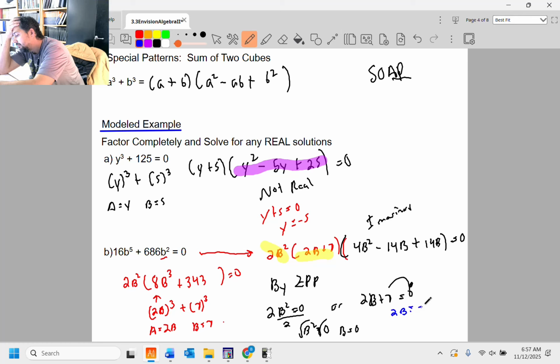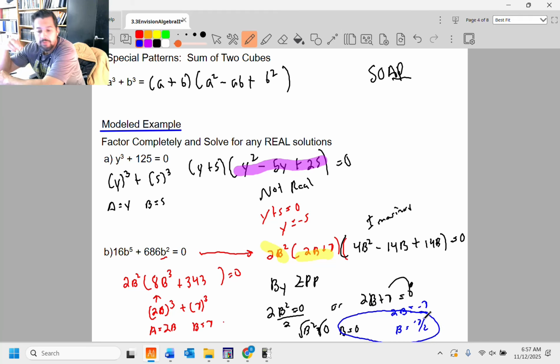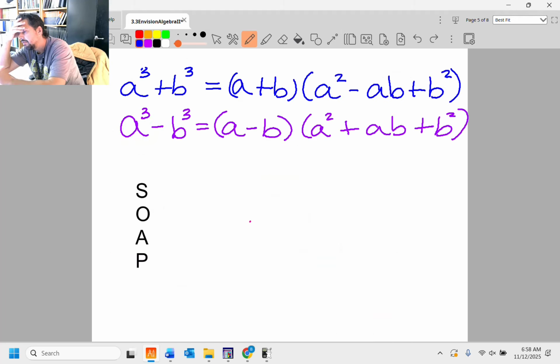Subtract the 7, divide by 2, and we get negative 7/2. There's my 2 b values, my two real ones. There's also two more imaginary ones. Actually, there's three imaginary. Sorry, this one happened twice. This one happened once. There's two imaginary zeros floating around out there.